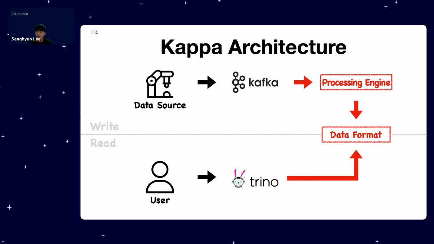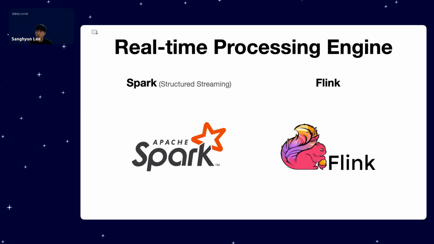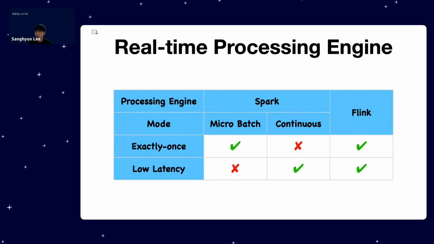First, let's find the right real-time processing engine for us. Let's compare the most famous and widely used ones, Spark Structured Streaming and Flink. Spark provides two different modes, microbatch and continuous. Spark's microbatch mode guarantees exactly once but has higher latency. Spark continuous mode provides low latency but only guarantees at least once delivery. Unlike Spark, Flink provides both exactly once delivery and low latency.